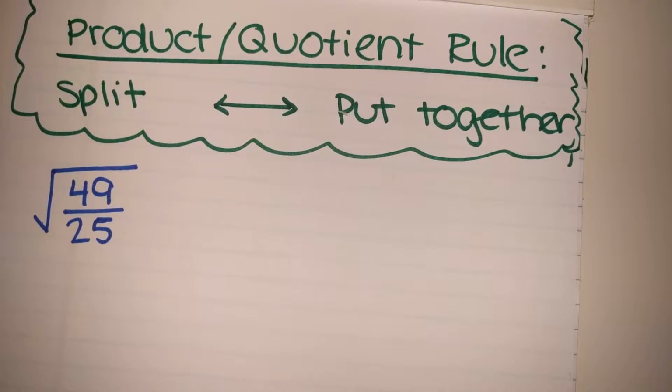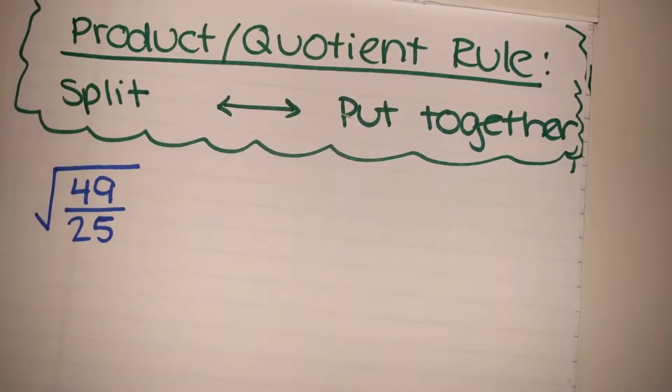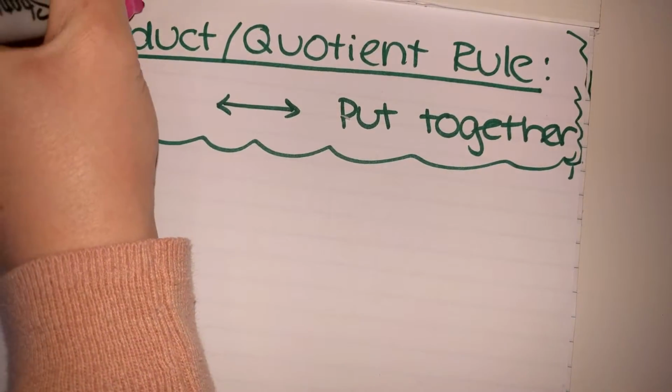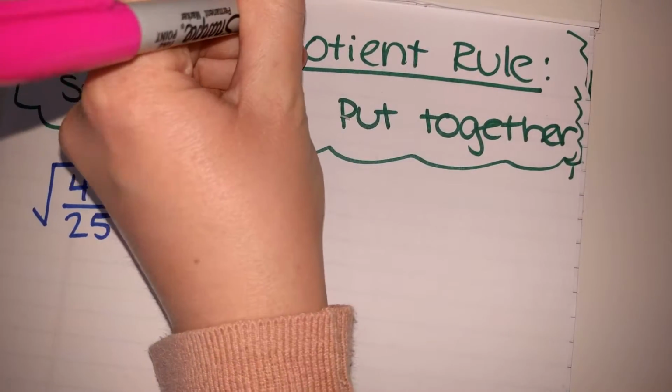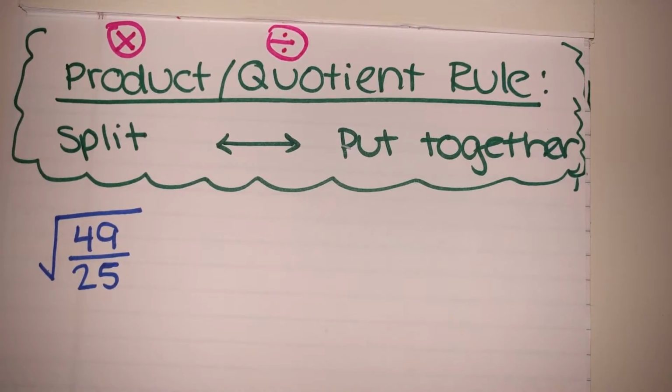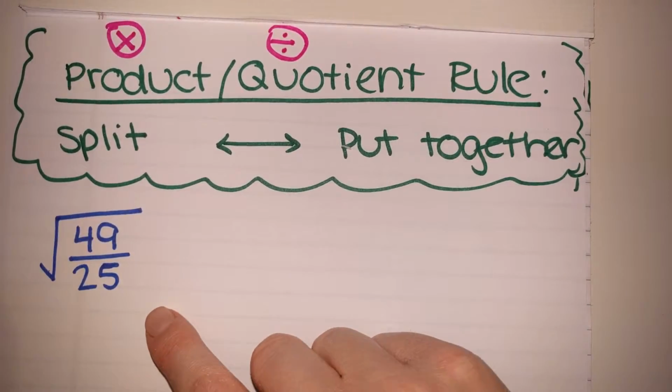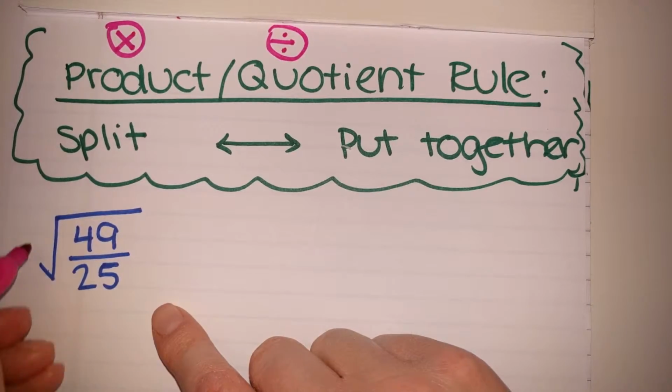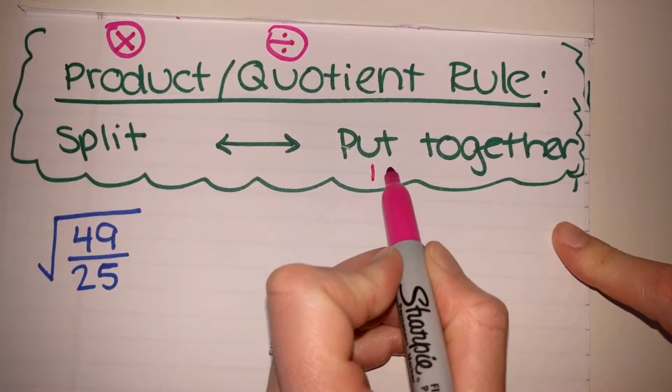All right, so the product and quotient rule is a key concept for simplifying radicals, and it says that you can split it up or you can put it together if you have a product, meaning that you have multiplication, or if you have a quotient, meaning that we have division. So in this particular question, they say simplify this radical, and you'll notice that you have a put together radical. You have one radical.